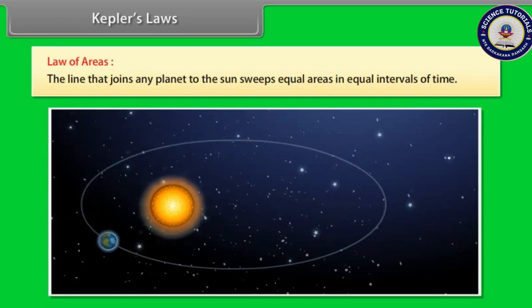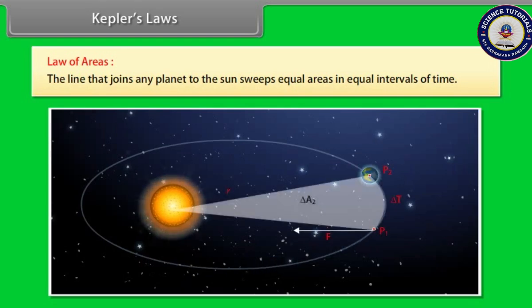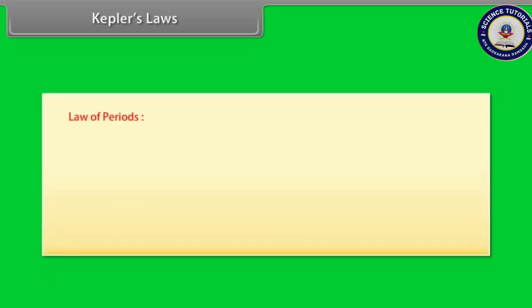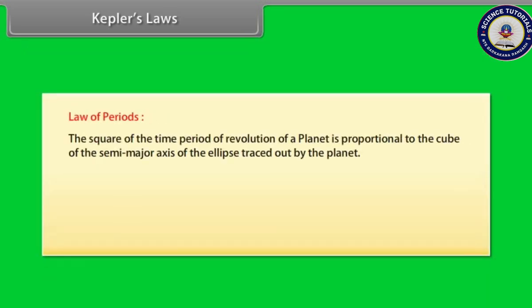This law comes from the observation that planets appear to move slower when they are farther from the Sun than when they are nearer. Law of periods. The square of the time period of revolution of a planet is proportional to the cube of the semi-major axis of the ellipse traced out by the planet.